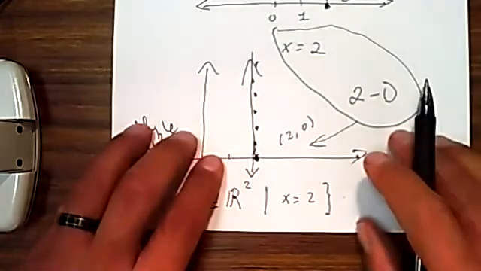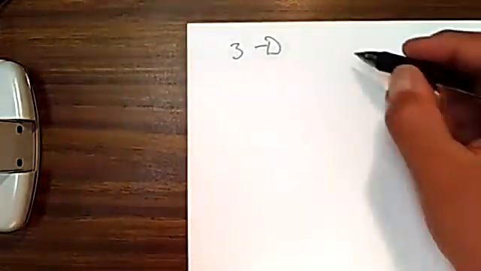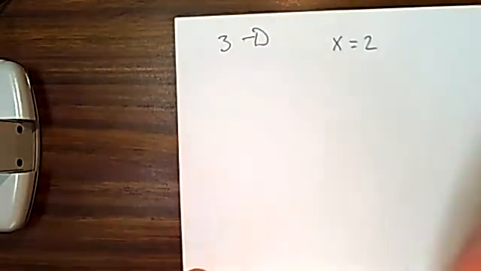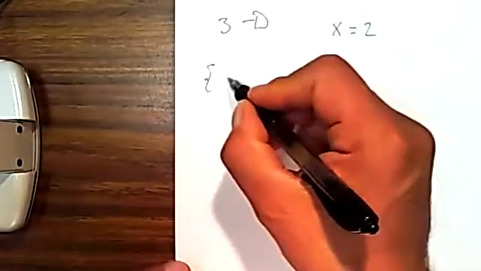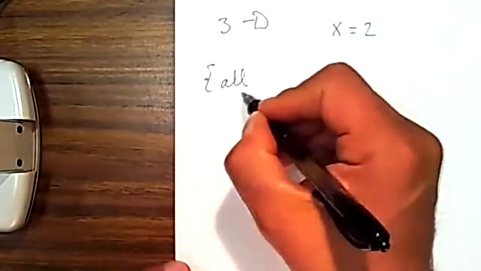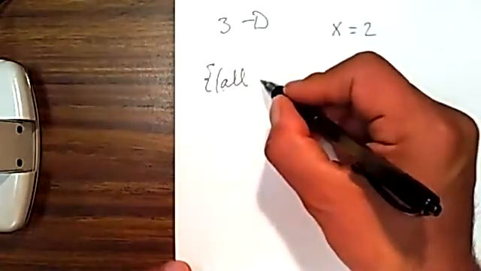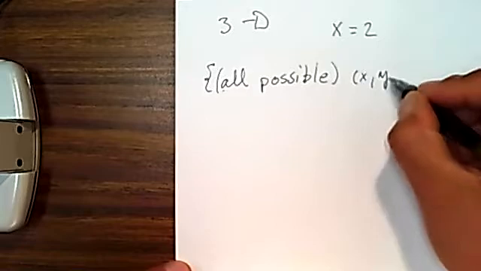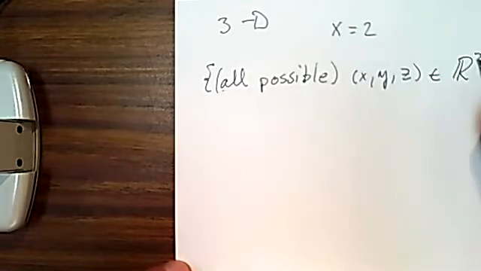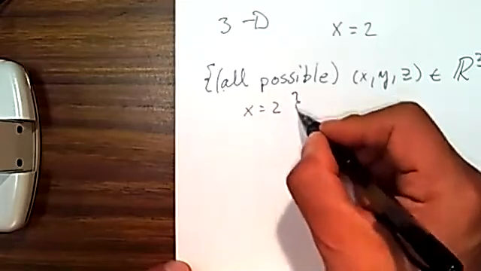Okay. So in 3 dimensions, 3D, if we have x equals 2, okay, so before I start drawing, let's understand what we mean by this. We mean the set of all. We typically don't write all. It is understood. The all is understood. Let's put it in parentheses. All possible x, y, z in R cubed such that x equals 2. And then that is the end.